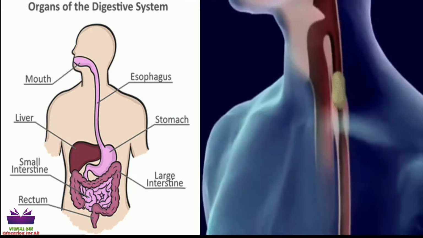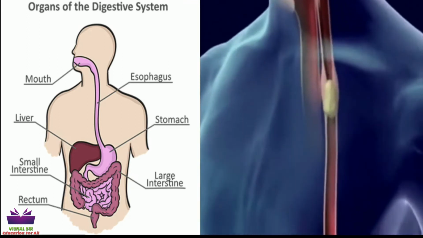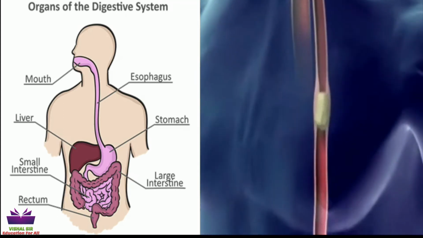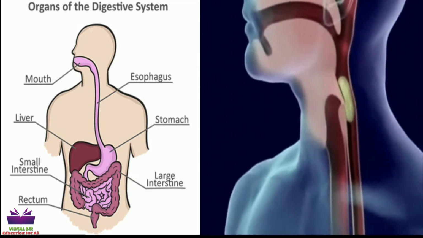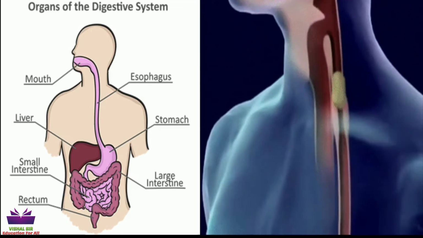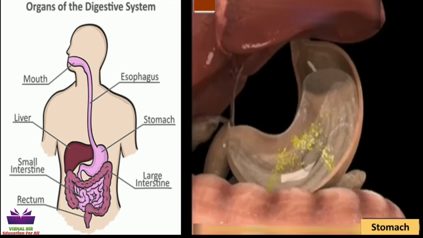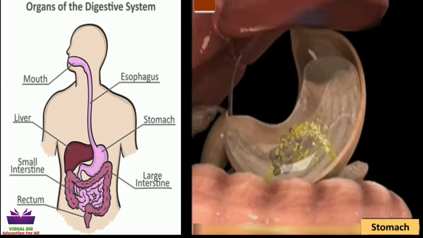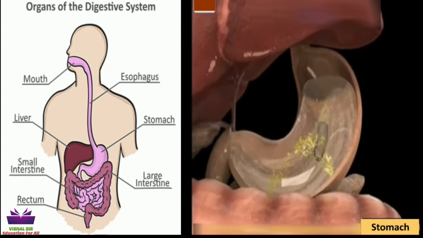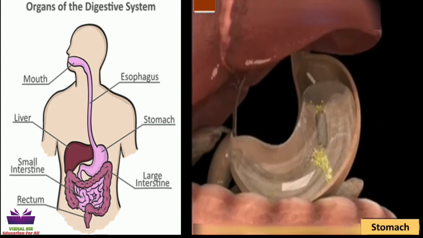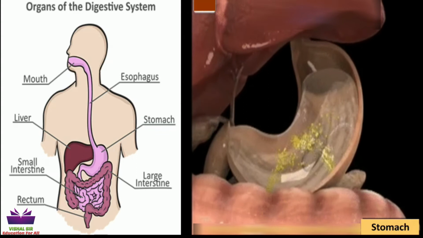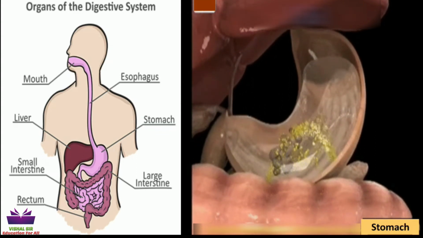The next part of the digestive system is the esophagus. The esophagus is a muscular tube which connects the pharynx to your stomach. As food reaches the end of the esophagus, it enters the stomach. Now, the stomach is a sac-like part of the alimentary canal, as you can see in this picture over here.